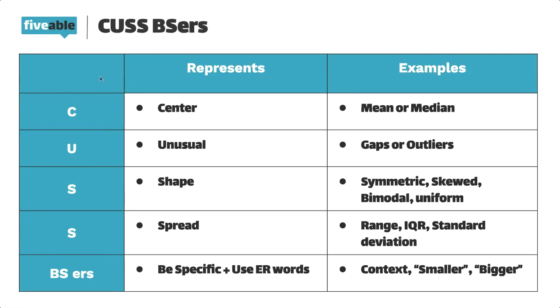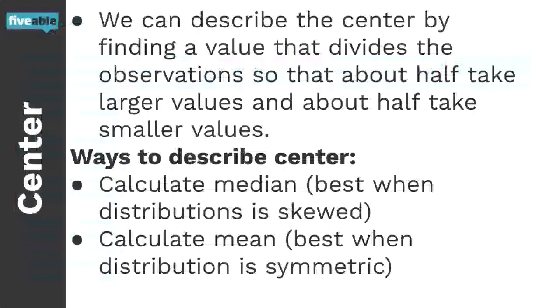All right, so let's talk more about center. We can describe the center by finding a value that divides the observations so that about half take larger and about half take smaller values.